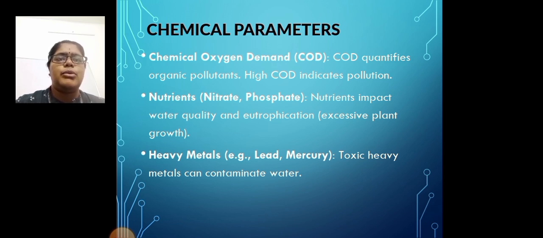Nutrients like nitrogen and phosphate impact the water quality and cause eutrophication. That is, as we have already discussed, it causes the excessive plant growth on the surface of the water. In water, heavy metals, for example lead and mercury. So these toxic heavy metals can contaminate water.